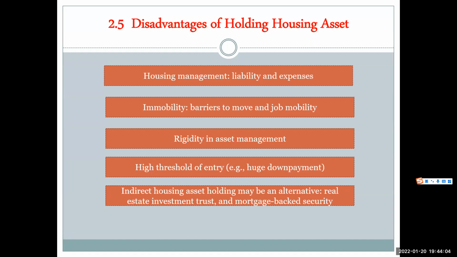And also the asset management is very rigid, and we have a very high threshold at entry, especially the huge down payment, 20% or 30%, or even, for example, in Shanghai, it's 35% for first-time buyers. So this is a very high threshold of entry, and indirect housing asset holding may be an alternative. For example, real estate investment trusts and mortgage-backed securities.